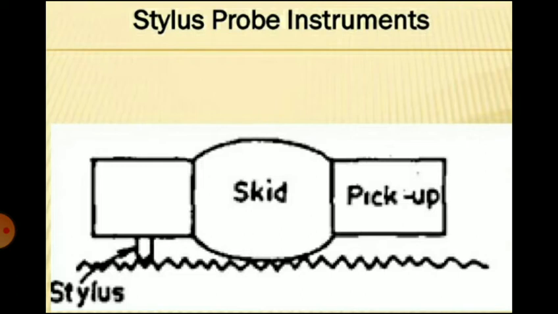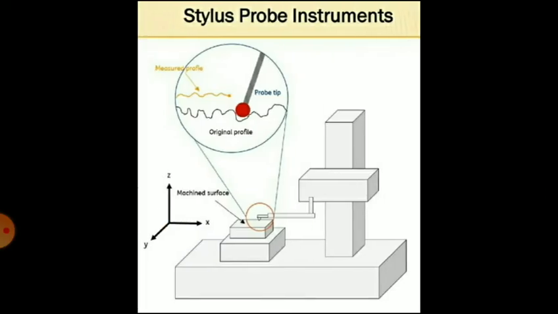So due to irregularities in a work surface, the stylus moves in an upward or downward direction, and that movement is used to assess the surface finish of the workpiece. That is the principle used in stylus probe type instruments.